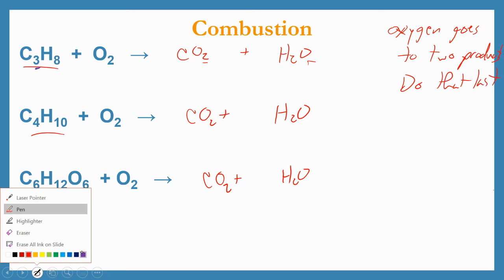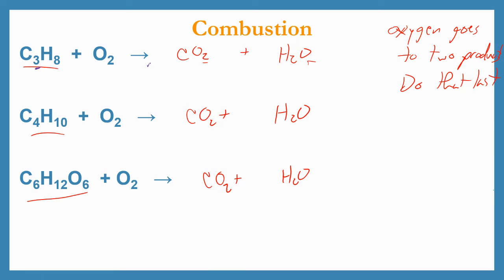So if we're doing the carbons, every one of these is going to be C, H, O. The carbons on this side is 3. The carbons on this side is currently 1. So we want a 3 there. The hydrogens on this side are 8. The hydrogens currently on that side are 2. So we want 4 times 2 to make 8.